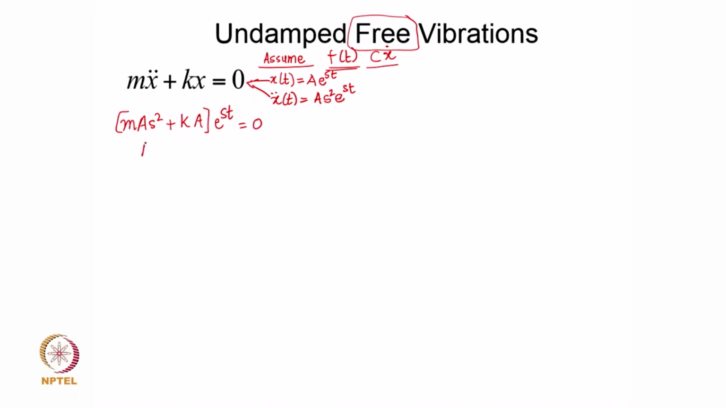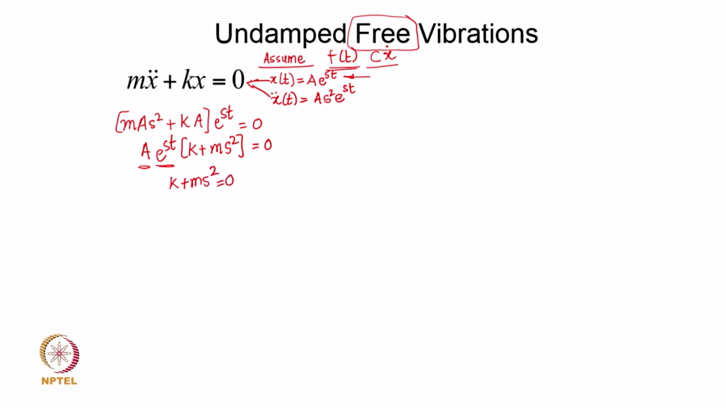So if I take A out and e to the power s t out, essentially you get (k plus m s square) equals 0. Now, this equation is valid at all times, and so therefore you cannot have this term going to 0, and the arbitrary constant A can also not be 0, because obviously, if it is 0, then this solution is a trivial solution.